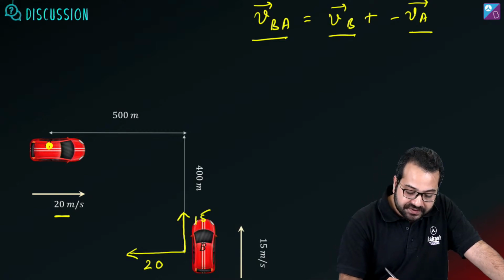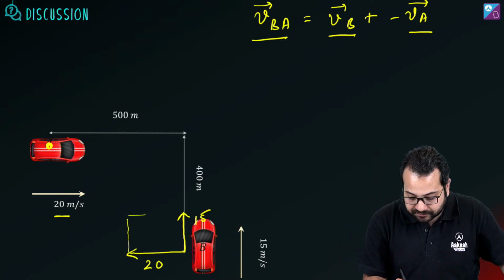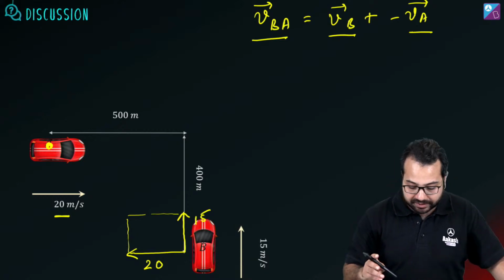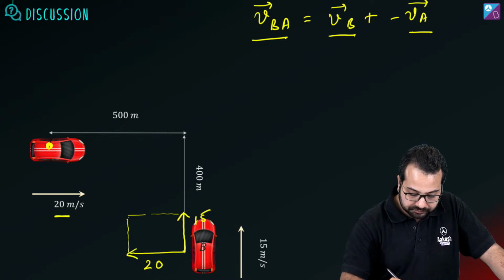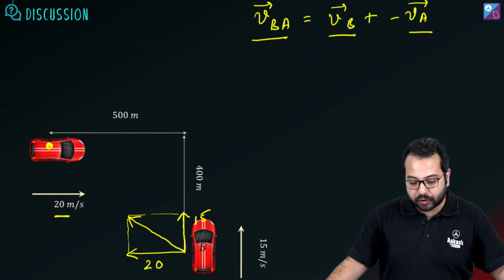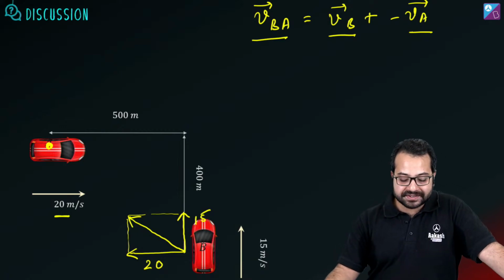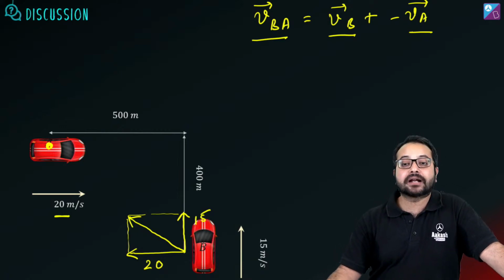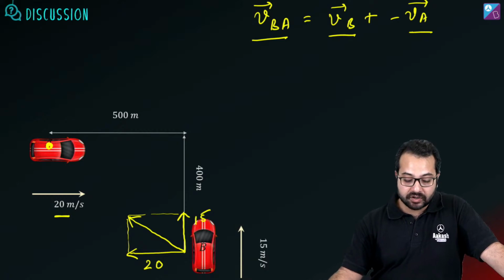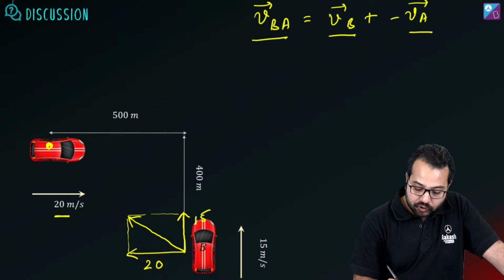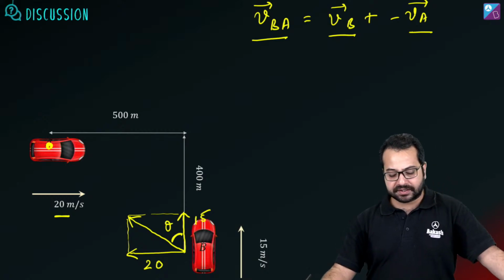So the resultant of these two velocities is going to go something like this. Is that correct? Can we figure out the angle at which they are going to go? That is going to be critical. I am talking about this angle. Let's call this angle theta.